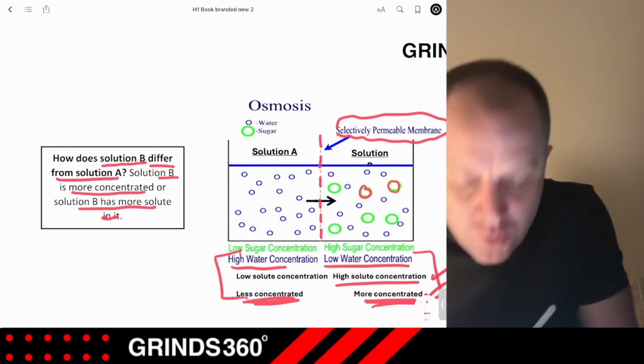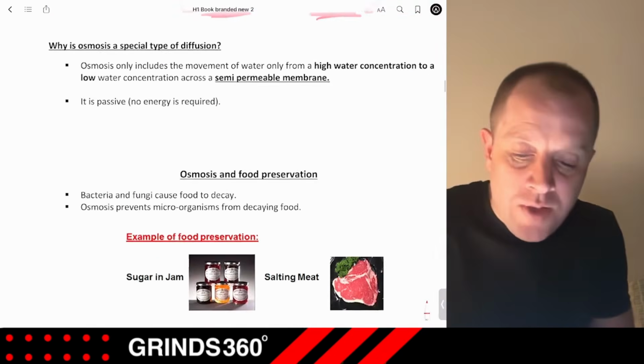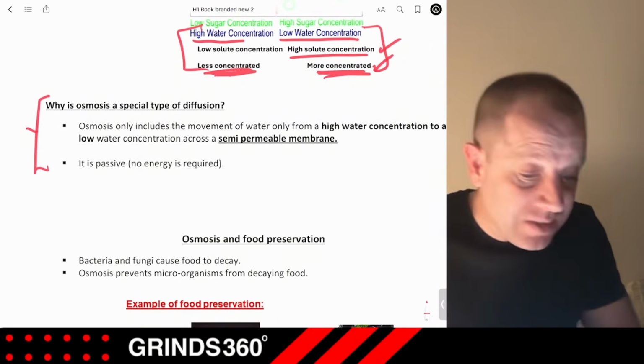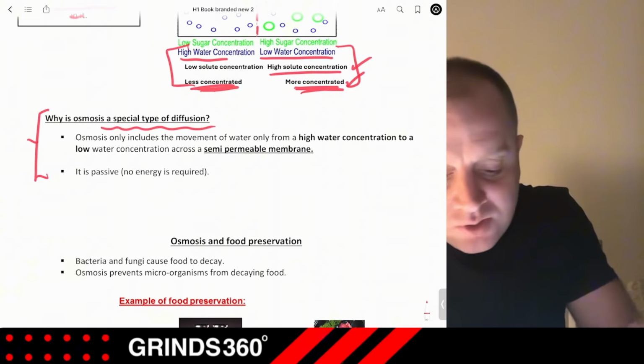Okay, that's how you answer that question, and something like that has been asked in your Leaving Cert. Now, if you look at this here, this hasn't come up in a long time. It came up twice, but not in a long time. It says, why is osmosis a special type of diffusion?